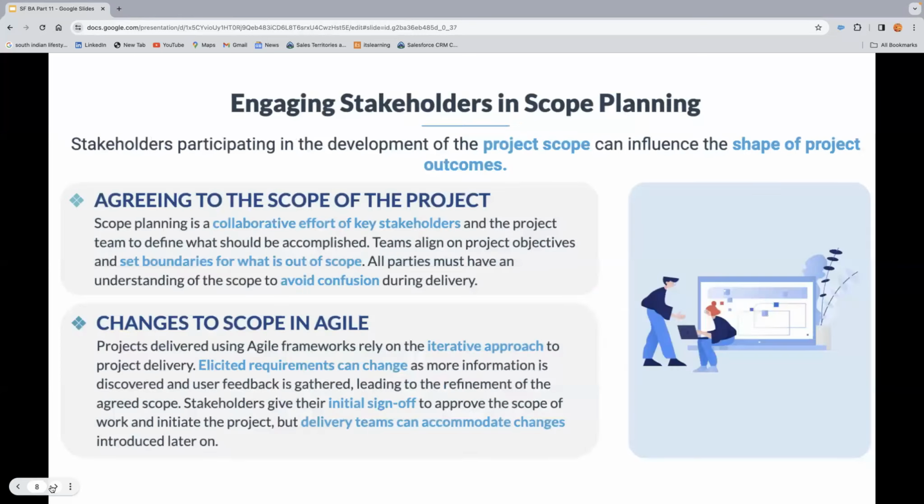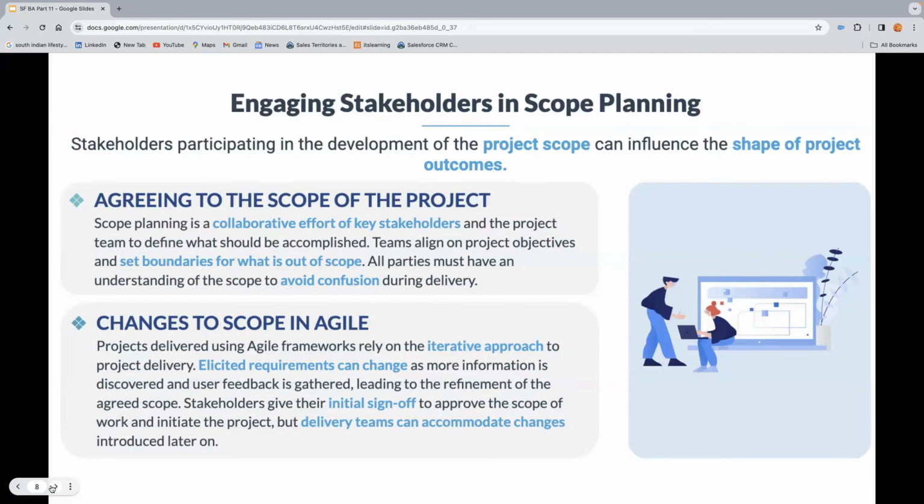Engaging stakeholders in scope planning. Stakeholders participating in the development of the project scope can influence the shape of the project outcomes. Agreeing to the scope of the project. Scope planning is a collaborative effort of key stakeholders and the project team to define what should be accomplished. Teams align on project objectives and set boundaries for what is out of scope. All parties must have an understanding of the scope to avoid confusion during delivery.